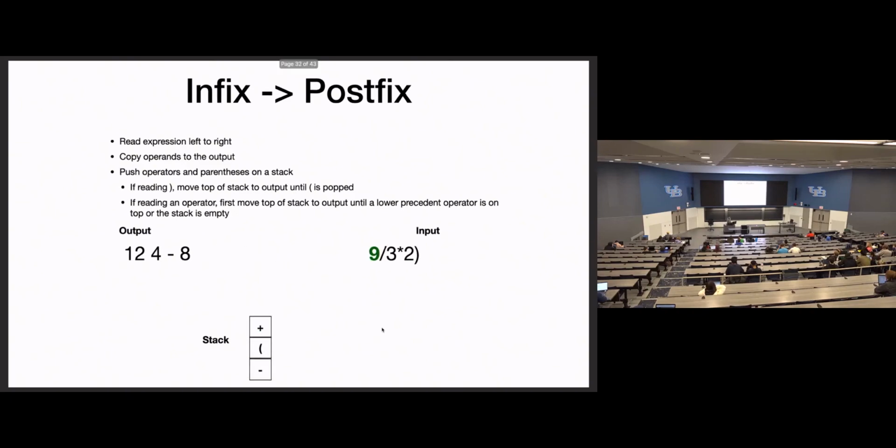So notice when we got here, we know by looking at the infix notation that we should compute division, then the multiplication, then the addition. And you notice that that's the order in which they were copied to the output by making these decisions.